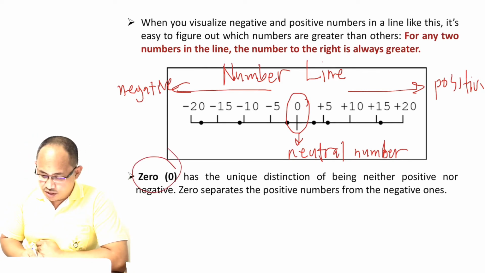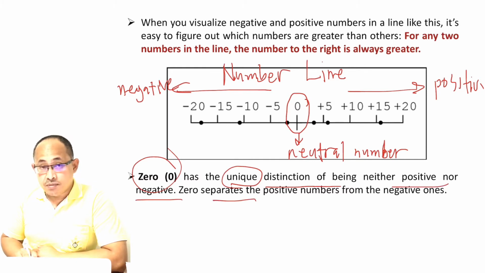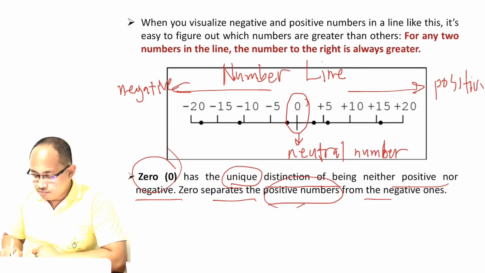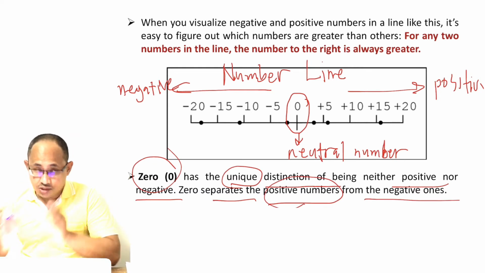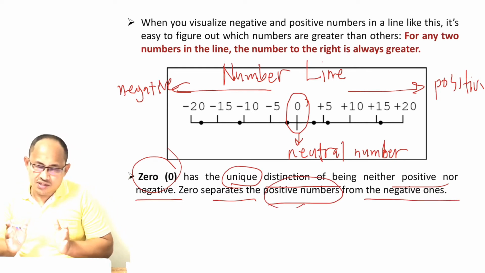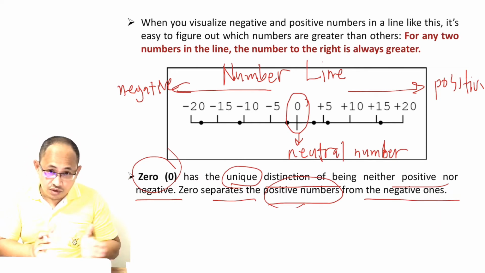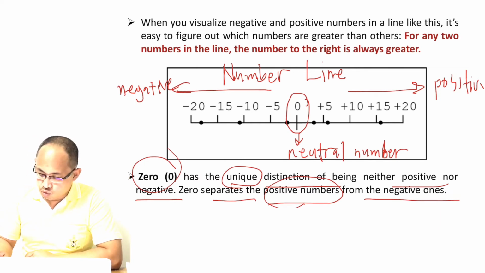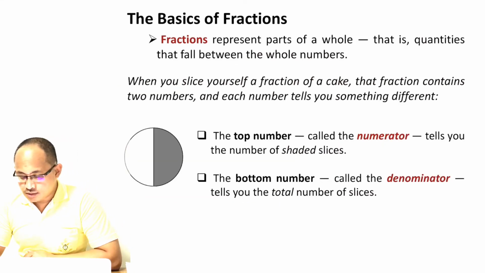Zero has the unique distinction of being neither positive nor negative. It separates positive numbers from negative ones, so it is in between. Alright? The number 0 is not positive nor negative, but it is in between the two. Next. Now, I hope you don't have any question with integers.